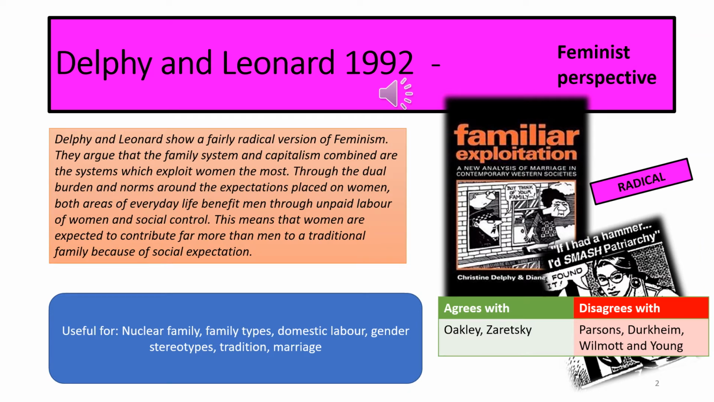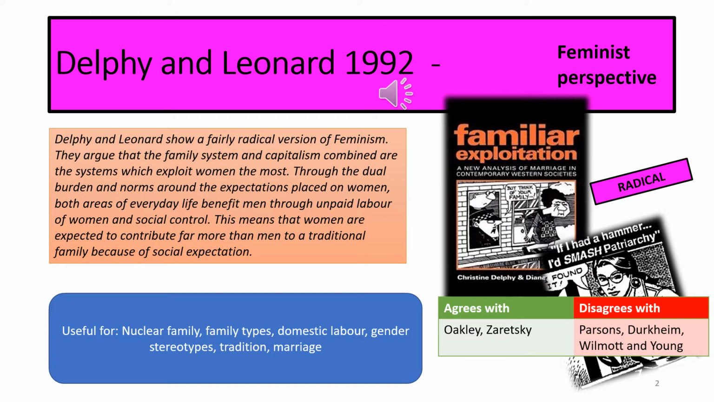The first study we're going to look at is from the feminist perspective. It was written in 1992 and it's by Delphy and Leonard. As you can see from the extract here, Delphy and Leonard are radical feminists and they obviously see the family as exploitative, particularly the nuclear family, and capitalism is the other system which exploits women. So it's the roles within the family and the fact that those roles are used to support capitalism. So your keywords here are dual burden, domestic labour, patriarchy, those kind of ideas. And you'll see that obviously Delphy and Leonard concern themselves with how men benefit and women are exploited.